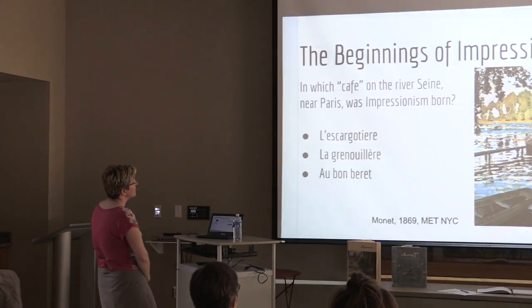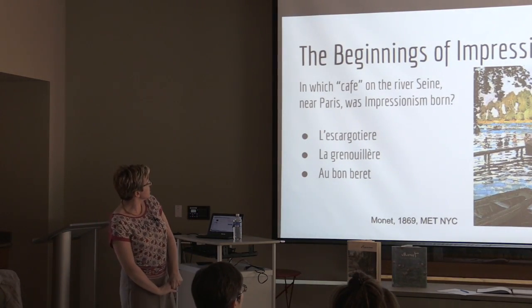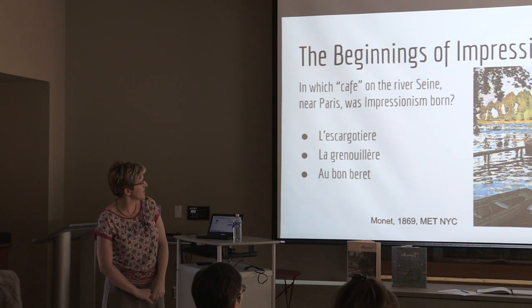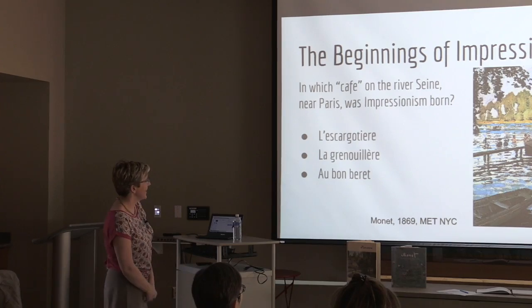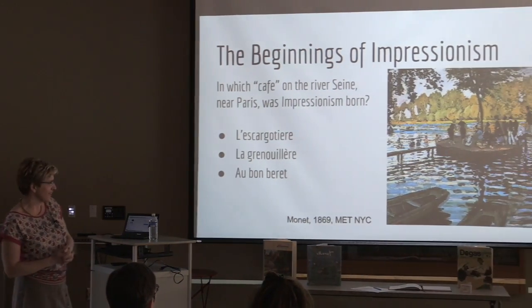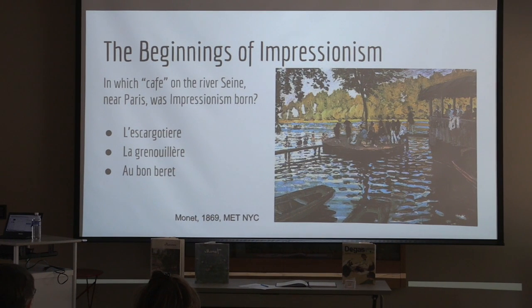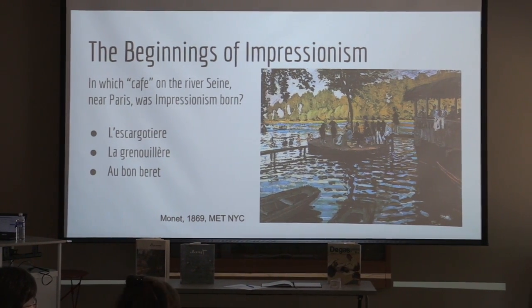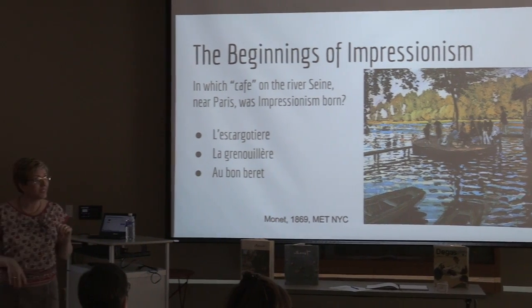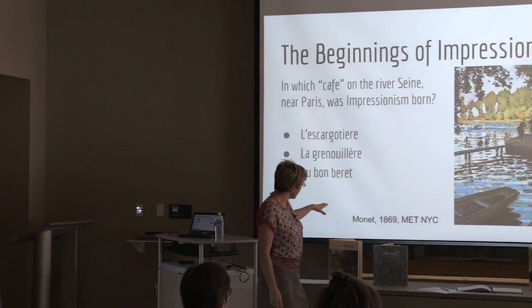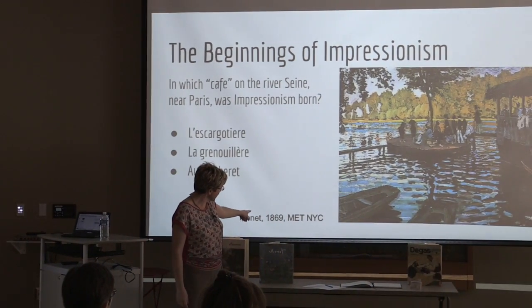Okay, so now, the beginnings of Impressionism. In which cafe on the River Seine near Paris was Impressionism born? L'Escargotière, La Grenouillère, Au Bon Béret. So you have the answer, La Grenouillère. Do you know what grenouille means in French? Frog. And this painting by Monet was painted in 1869.